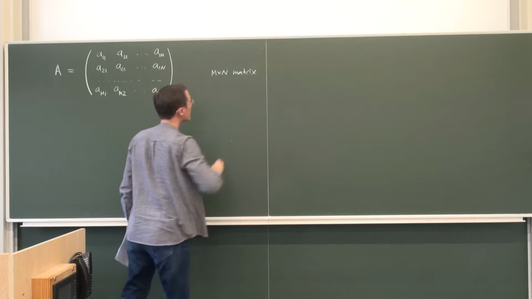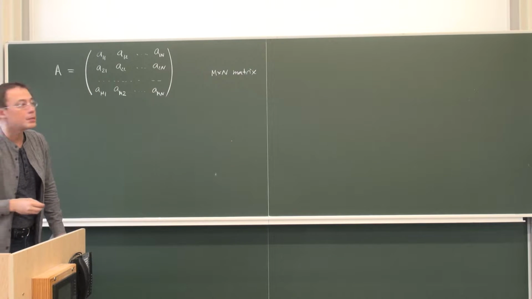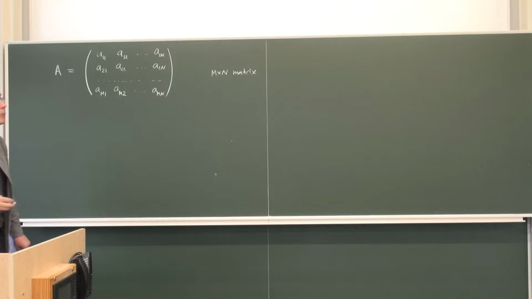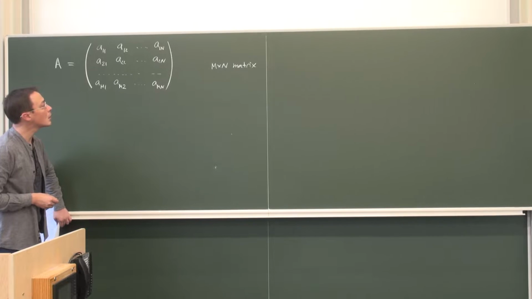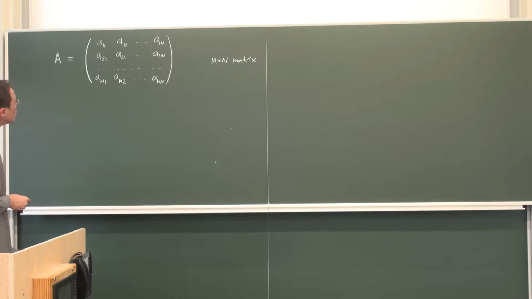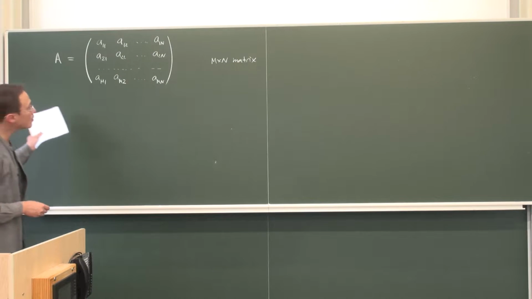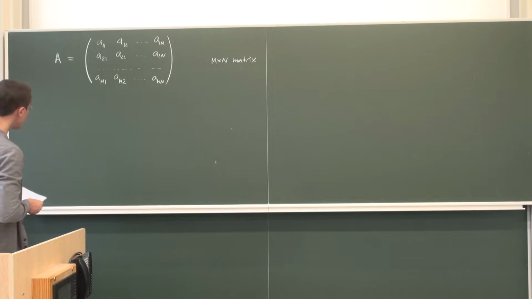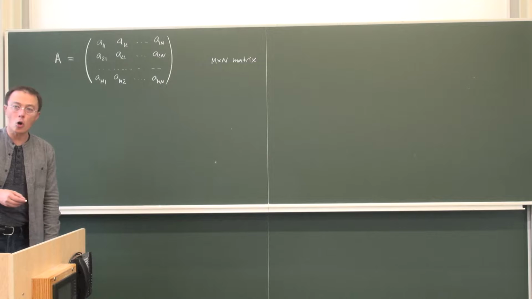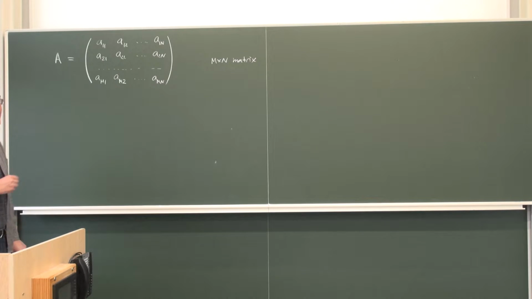And the elements can come from any number field. They can be real, they can be complex, they can be rational, they can be symbolic. You will see instances of all of that. And to us today, it's not so much the definition as what you can do with the matrix. And their principal job is to abbreviate large systems of equations.